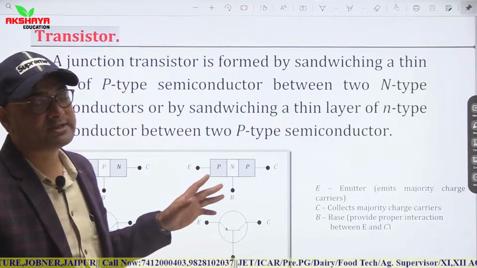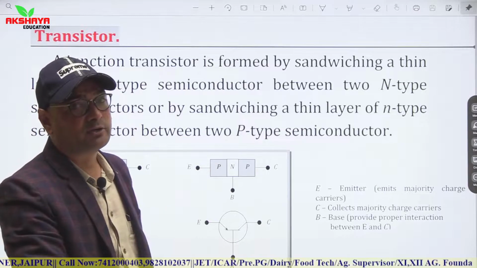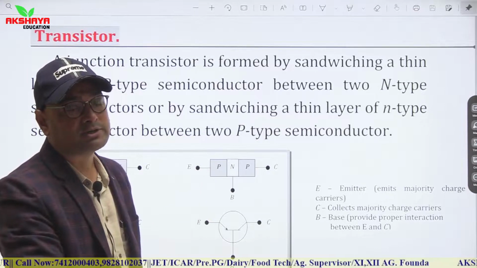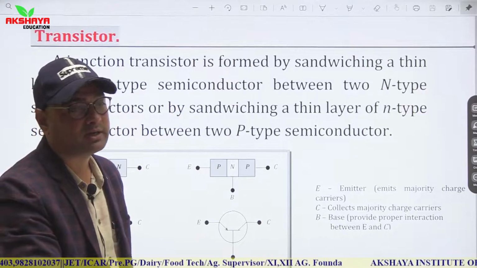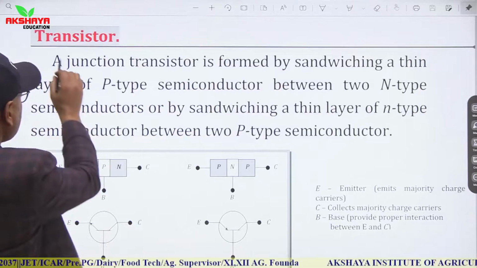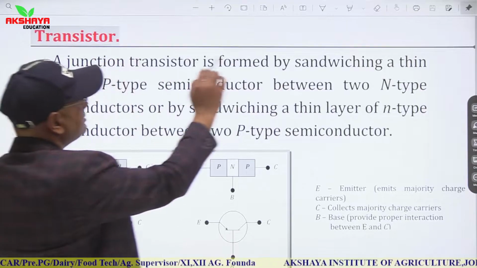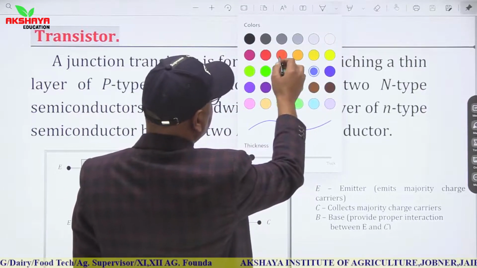Students, in the previous lecture we discussed diodes, different types of diodes, and questions based on them. So in today's lecture we are going to start our new topic, which is transistor. So let us start with transistor. What is a transistor and how does it work?